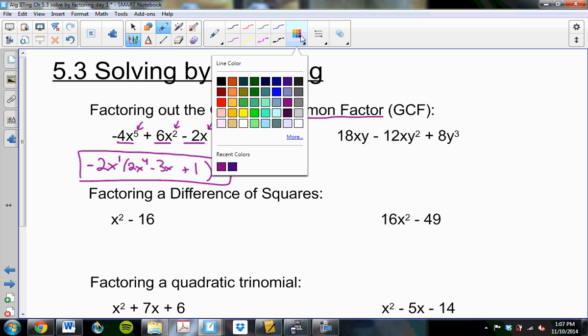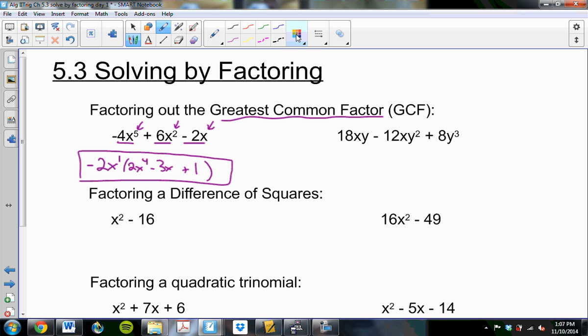So over here for the next example, the coefficients, the biggest thing they'll have in common is a 2, because 4 and 4 can't go into 18 and 6 can't go into 8. So I can pull out a 2. They don't all have an x in them, so I can't pull out an x, but they do all have at least one y. So I can just pull out 2y, and I'm left with 9x plus 6xy plus 4y squared. And that is now factored.